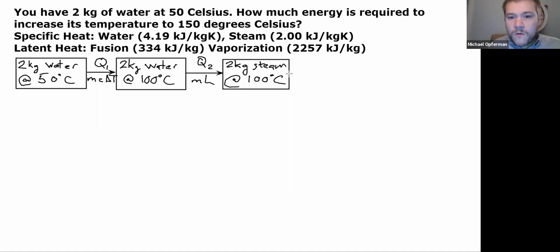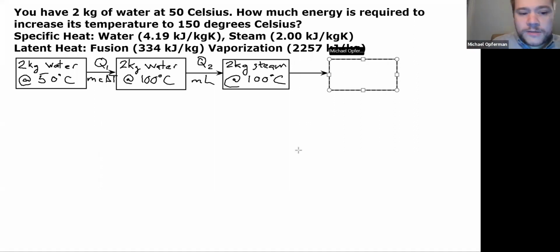And now we can finally start to heat it up beyond 100 degrees Celsius. So here we will finally reach the final state, which will be 2 kilograms of steam at 150 Celsius.